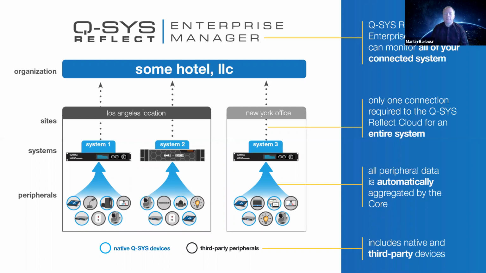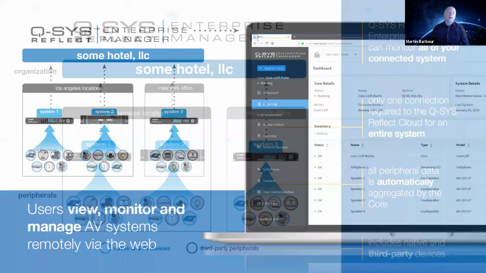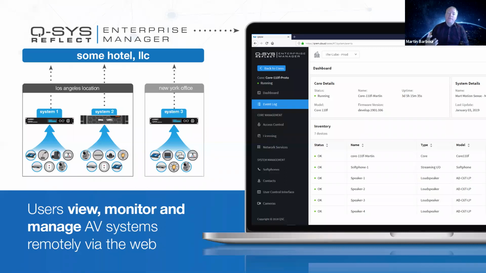So again, just to summarize this slide, hierarchical structure, top down to the bottom: organization, sites, systems, peripherals. A single connection from the Q-SYS core up to the cloud provides everything, including all the data from the Q-SYS or third-party peripheral devices. So that all connects up to the cloud, and we have our own Enterprise Manager web UI that you can use to view that, interact with it, and manage it. And I'll show you that in a few moments. And this is really a tool set that's been designed for AV professionals. It's really focused around the capabilities of the Q-SYS platform, but again, it enables you to see and monitor those third-party AV devices also as part of your deployment.